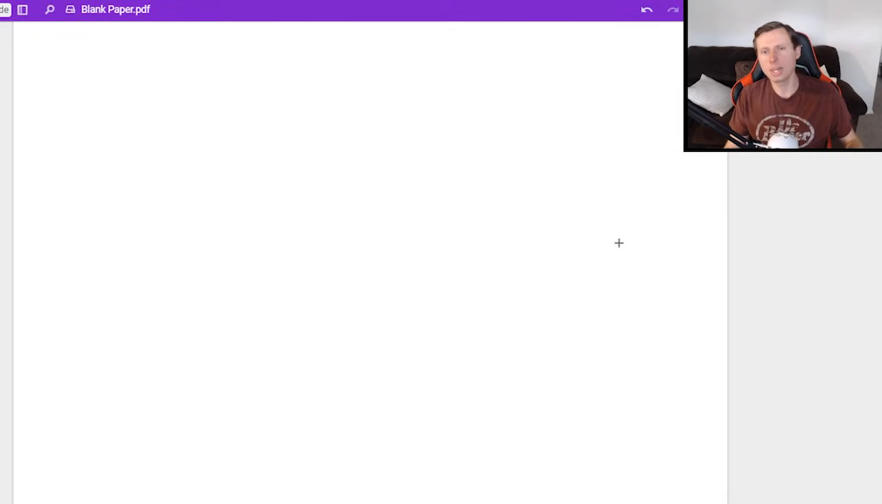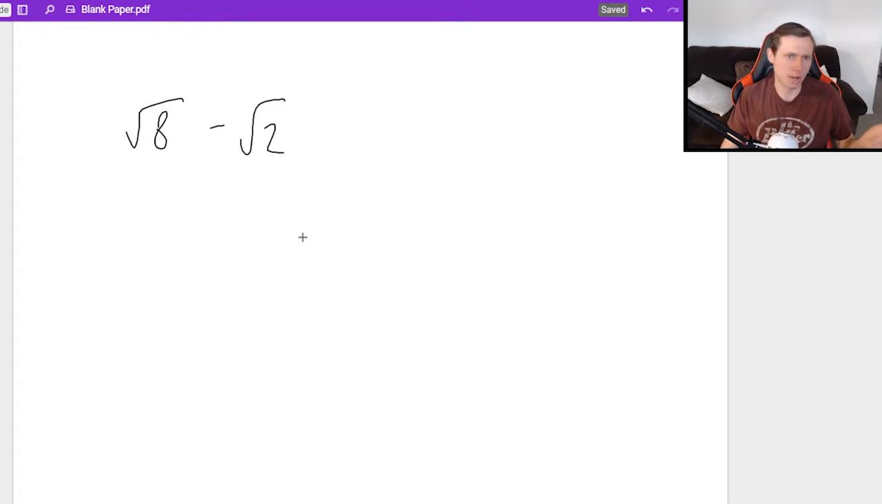Now, what if they aren't the same square root? Like for instance, what if I have square root of 8 minus the square root of 2? Now I can't subtract these or add them because it's different square roots. Well, whenever you see this, you should always try and make it the same square root. And the way we do that is by breaking up the square root of 8. And here's how we do that.